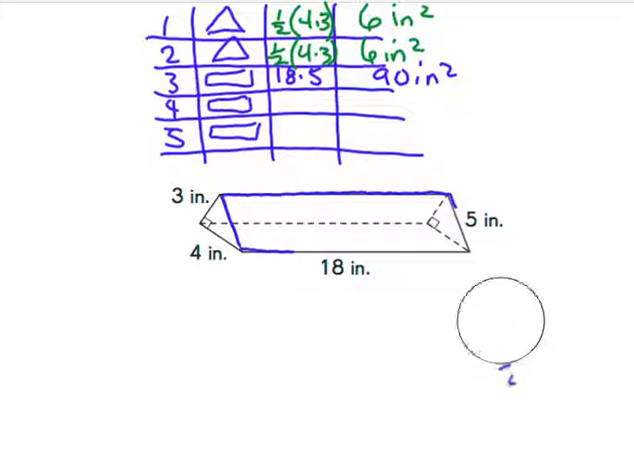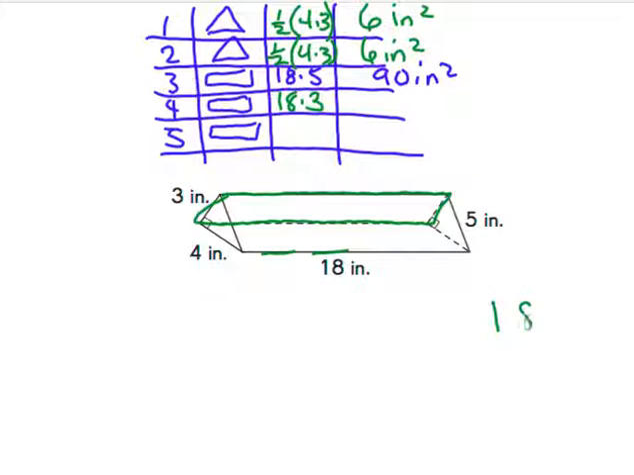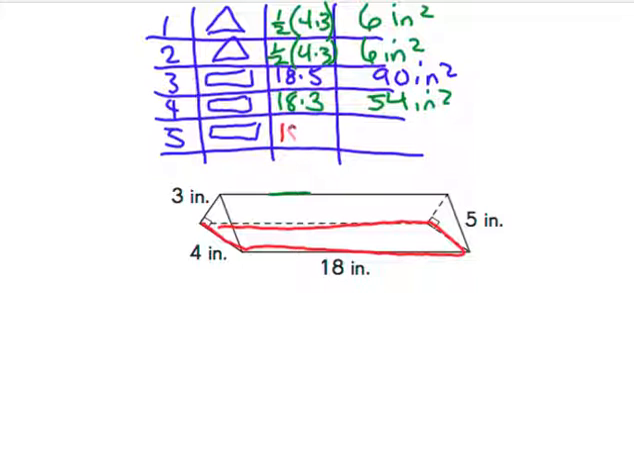Okay. And then I see that there's another rectangle in the back. Do you see this one? It is a 3 by 18. I know it's 18 because this long one here is 18, which means in the back it is too. So that's an 18 by 3, which is 54 inches squared. And then finally, the last one is that base one, which is a 4 by 18. 18 times 4 is 72 inches squared.